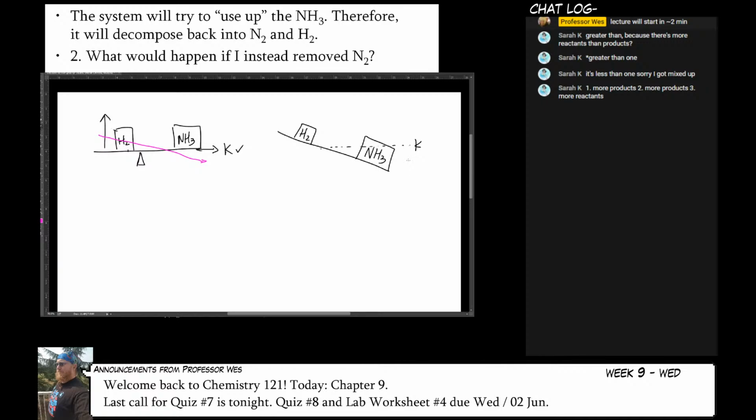How do I get back to equilibrium? I need to get more stuff on this side, right? So I will decompose my products to form more reactants to try and fill in that gap. So the amount of NH3 I would have would decrease. And the result that I would end up with is I have less NH3, I have more H2, and I make some N2 to try and balance it out.